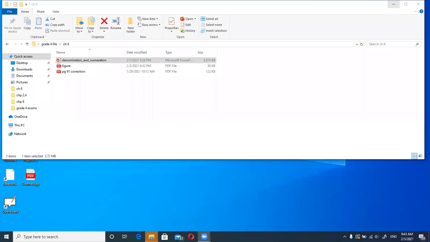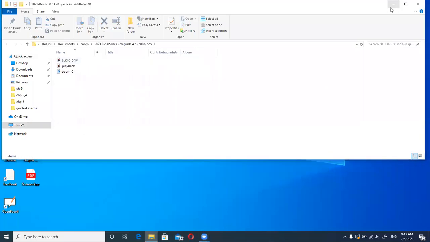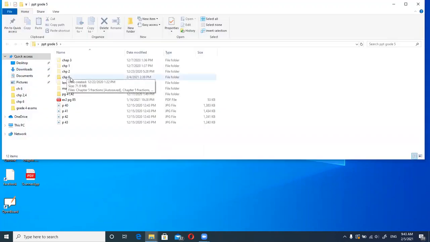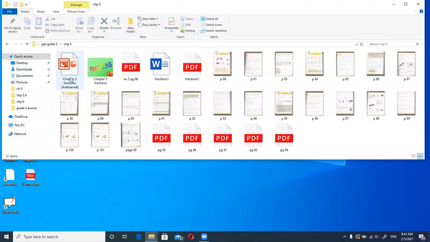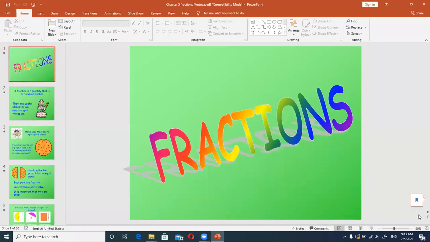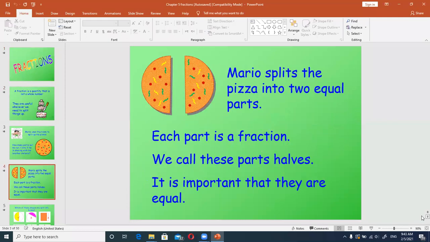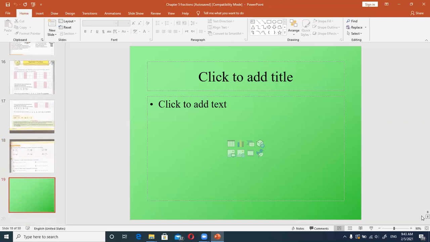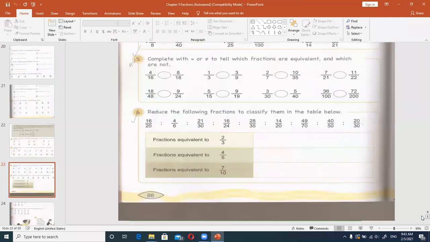So we were doing yesterday exercise 4, page 94. Now we will do exercise 6, page 94, the same page. So open your math books, please, page 94. Let's do exercise 6, page 94.